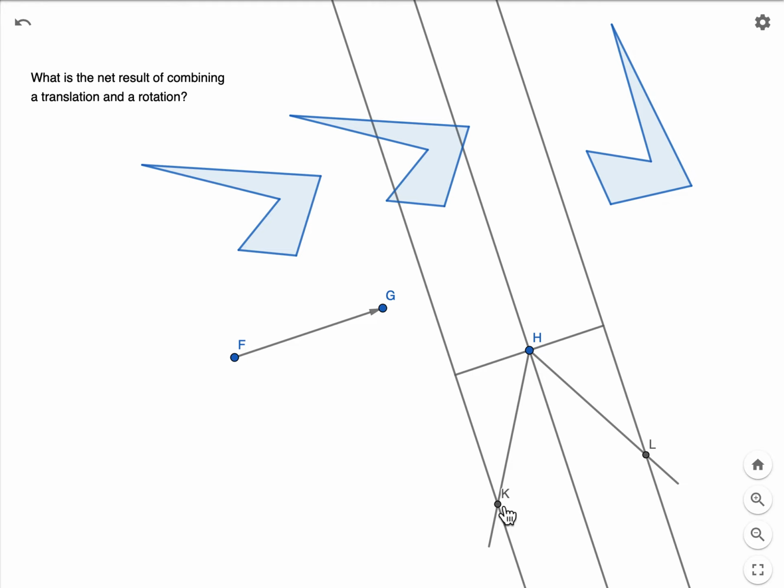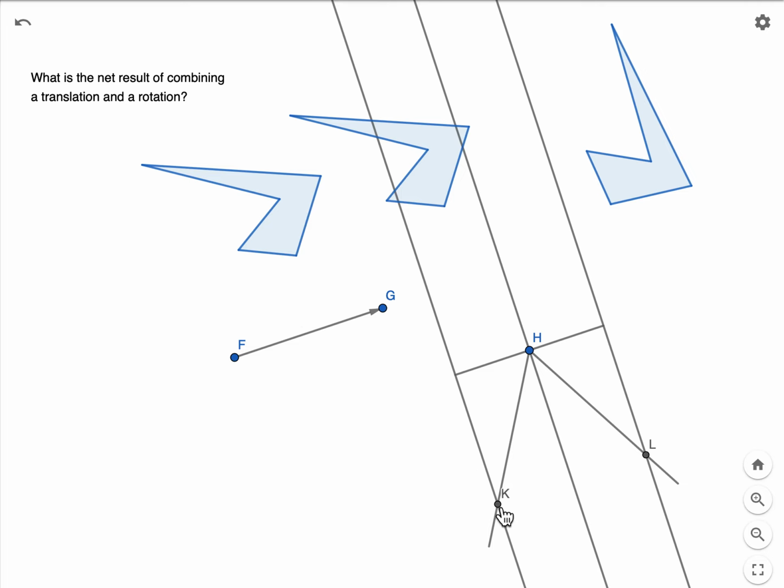And that means that K is very special. When K is first translated by the translation FG and then rotated by the 60-degree rotation around H, it moves first to L and back to K. It's fixed by that rotation. And that means that if we're looking at the translation, which moves along this vector FG and then rotates around H, K is fixed by that transformation. And that means that K must be the center of the rotation, which maps us from figure 1 here to figure 3. K is the center.